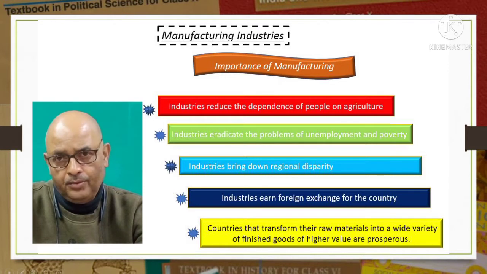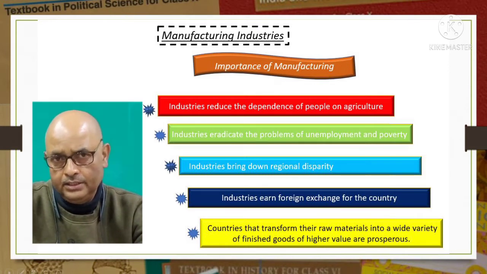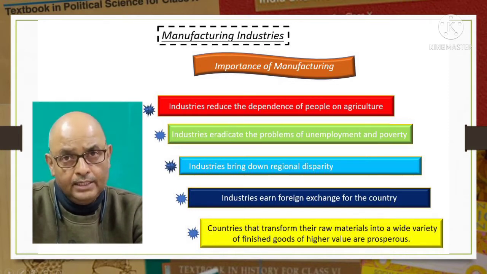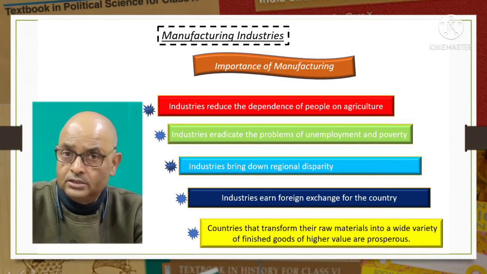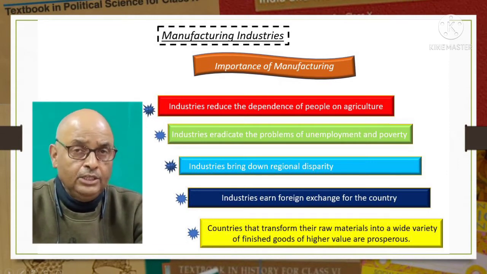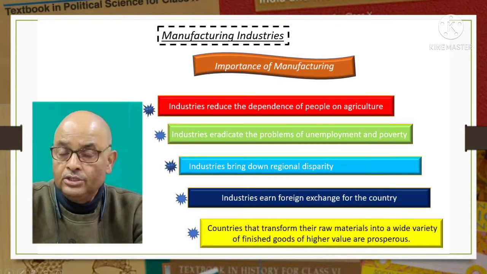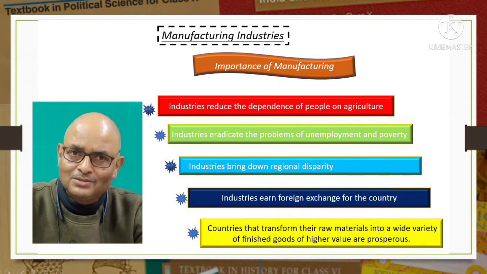We have already read in the Sectors of Economy chapter that the primary sector is the largest employer of the country. That means a large population depends upon agriculture. This is because they don't find employment outside agriculture. There is not enough job creation in the secondary or tertiary sector. Thus, if more industries are set up, more people would shift to industries. So we can say that industries reduce the dependence of people on agriculture by providing them jobs.